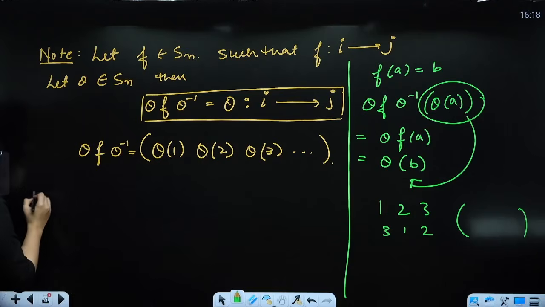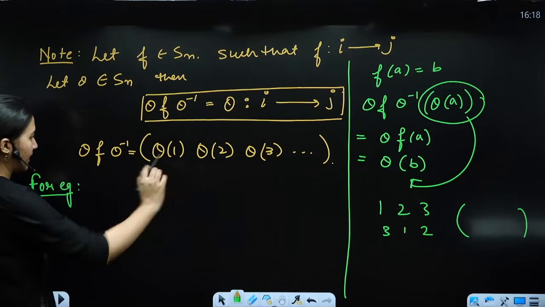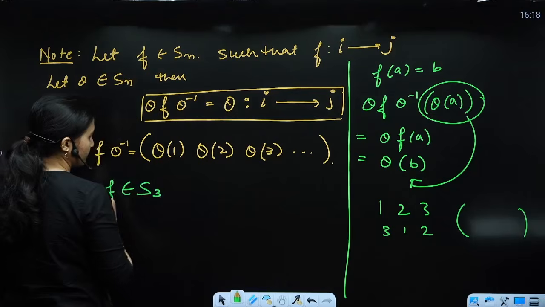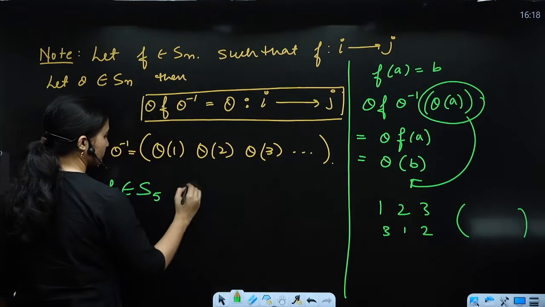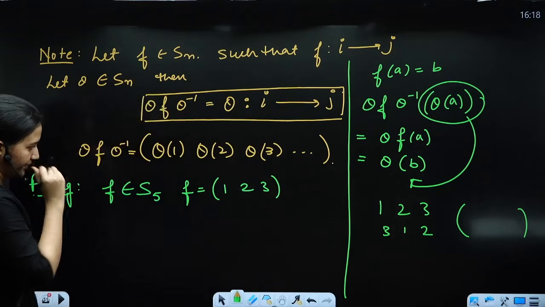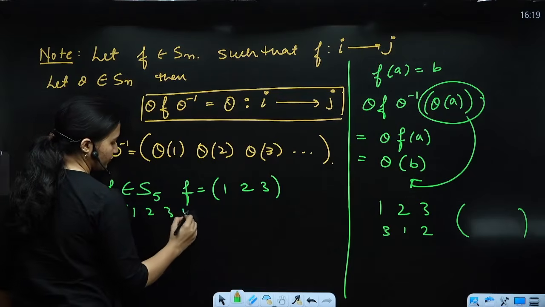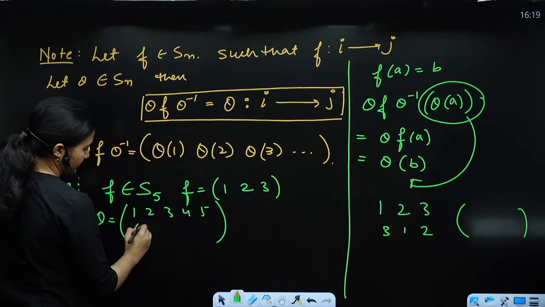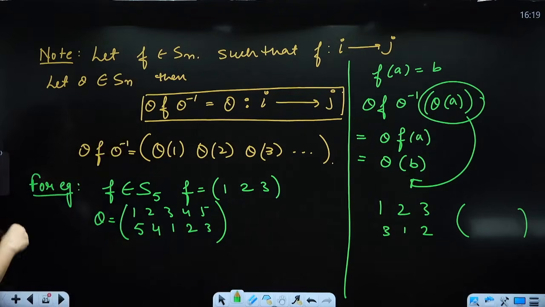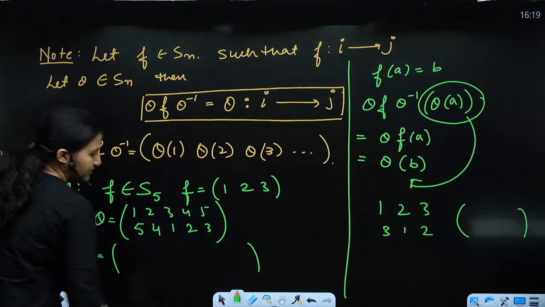For example, let's say I take f belongs to S3 or S5 and f equals 1 2 3, okay, and there is theta, and theta equals 1 2 4 5, and this will be 5 4 1, okay. So let's say now I want to calculate theta f theta inverse. Now what is the answer going to be here?